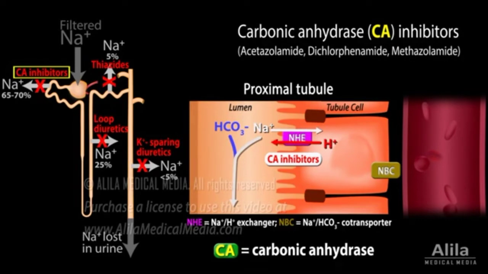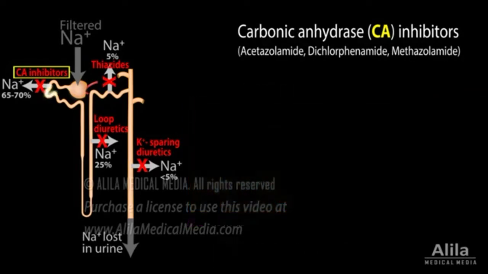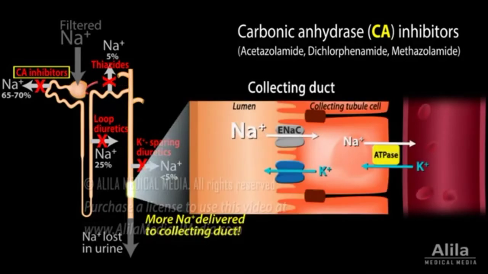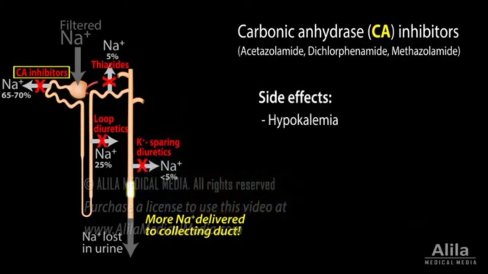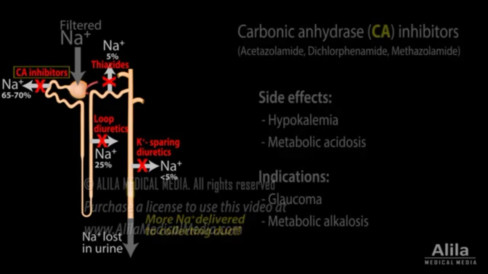These inhibitors have the weakest diuretic effect because most of the sodium lost at this early stage is reclaimed further down the renal tubule. Increased delivery of sodium to the collecting duct increases its reabsorption at this site through epithelial sodium channels in exchange for a greater potassium loss and may cause hypokalemia. Loss of bicarbonate also affects acid-base balance, producing metabolic acidosis. Carbonic anhydrase inhibitors are rarely prescribed for cardiovascular diseases. They are mainly used in the treatment of glaucoma.